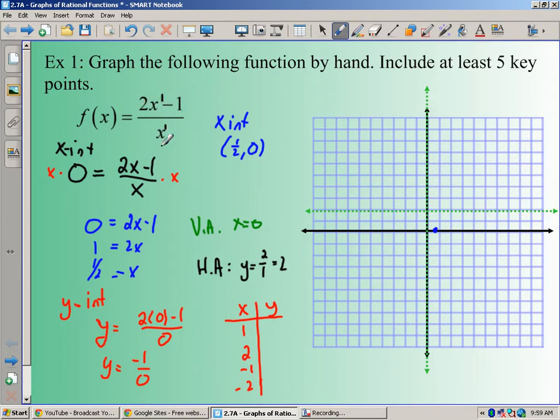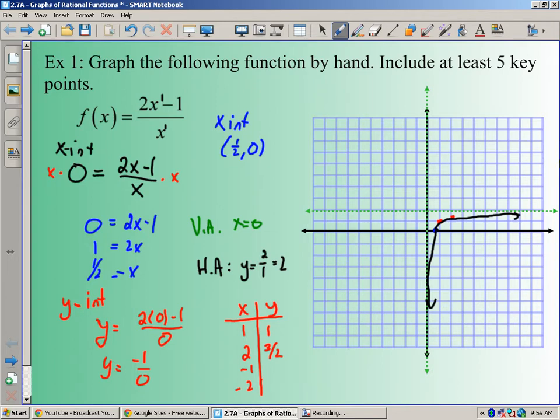So at 1, I'm at 1. So I get this point right here. And when I go to 2, I get 4 minus 1, which is 3 over 2, which becomes 3/2. So I have my other point here at 3/2. So you can see that my graph itself will be approaching this intercept, and it kind of falls off the table as it approaches that intercept. It's not supposed to cross, it's just supposed to approach it.